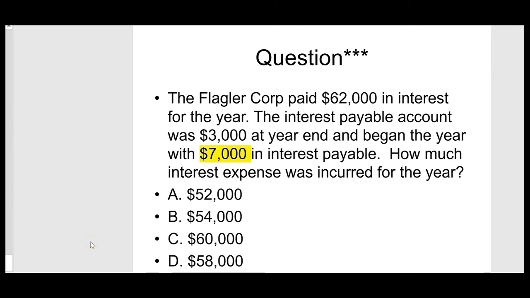If the payable goes down for the year, then you would have paid more than what was incurred. Let's do the same question again, but we're going to change one number. Let's see what number is going to change. So Flagler Corp paid $62,000 in interest. That's what they paid in cash for interest. But the interest payable account was $3,000 at year end, just like it was before. But it began the year with $7,000 in interest payable, not $1,000. $7,000 beginning balance. How much interest expense was incurred for the year?